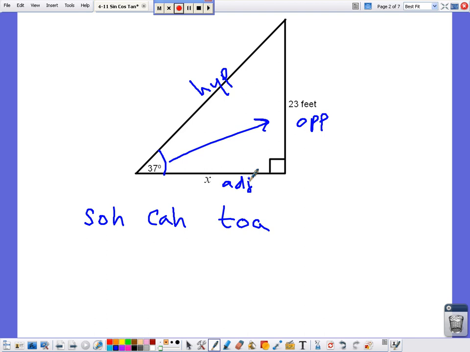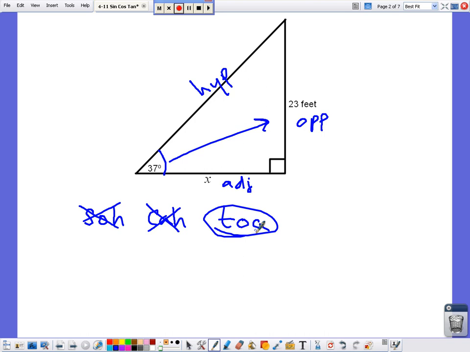So to find the value of x, this is my adjacent side. This is my opposite side. I need to use adjacent and opposite. So this is opposite hypotenuse, so I'm not going to use sine. Adjacent hypotenuse, I don't know the hypotenuse, so I'm not going to use cosine. TOA gives me the trig function I'm going to use.